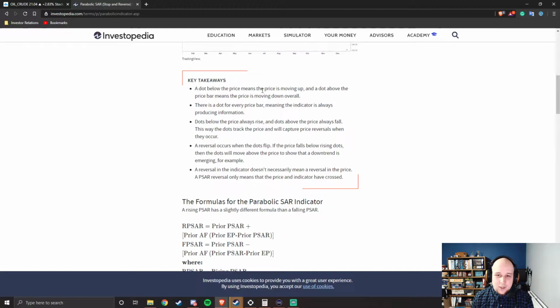A dot below the price means the price is moving up, and a dot above the price means that the price is moving down. There is a dot for every bar, meaning the indicator is always producing information. This is important, by the way, because it means that you will get a lot of false positives in terms of indicators saying you should flip short now, when actually the price is going flat and it will just go either side of it, kind of zigzagging forever potentially. So it's important to know that this really does rely on there being supporting indicators as well.